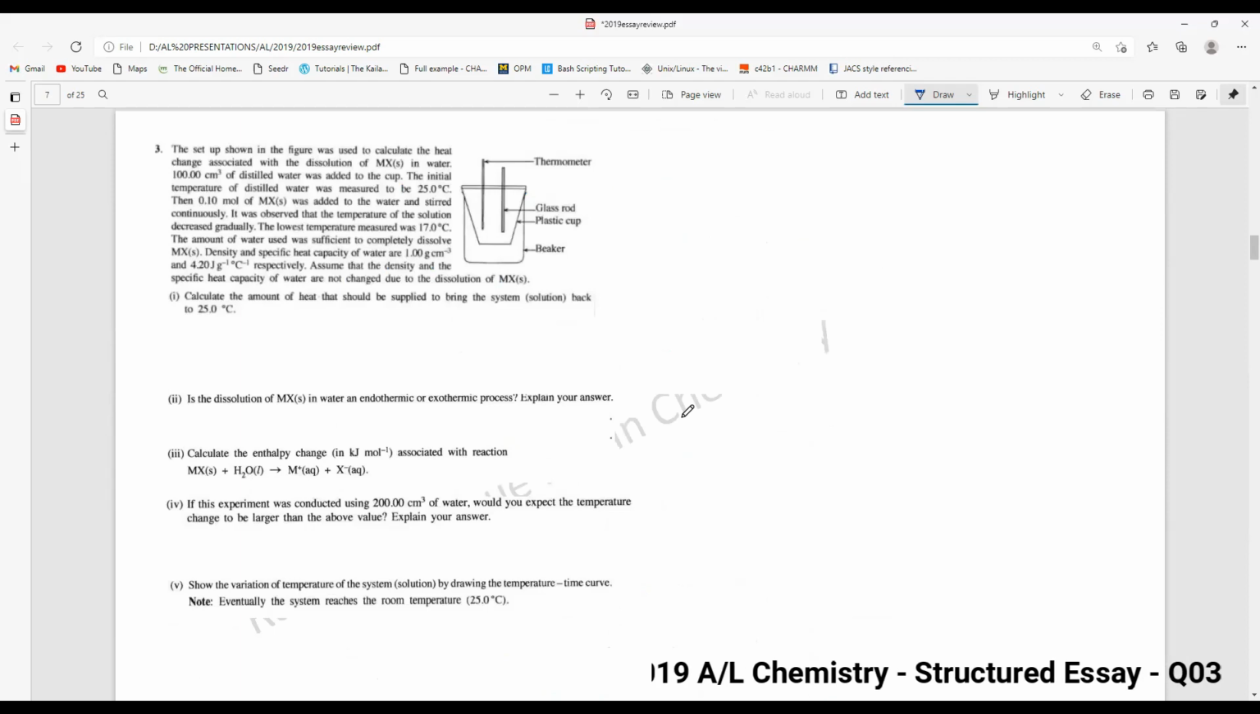Third one. Now this is related to thermodynamics and its properties. Give me a second again. Sorry for that. The setup shown in the figure was used to calculate the heat change associated with the dissolution of the salt MX. Okay.